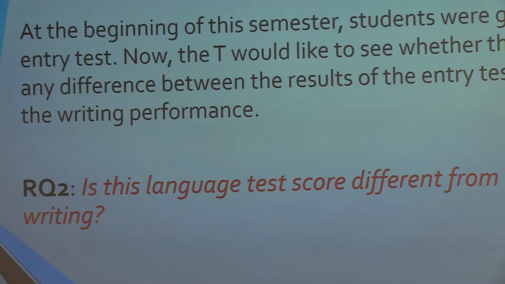So here, the entry score comes from the same participant. Again, we're going to measure the participant again in the writing performance, right? So each participant has been measured twice, right? So which t-test should we use? Paired samples t-test, that's right. So we're going to use paired samples t-test, okay?